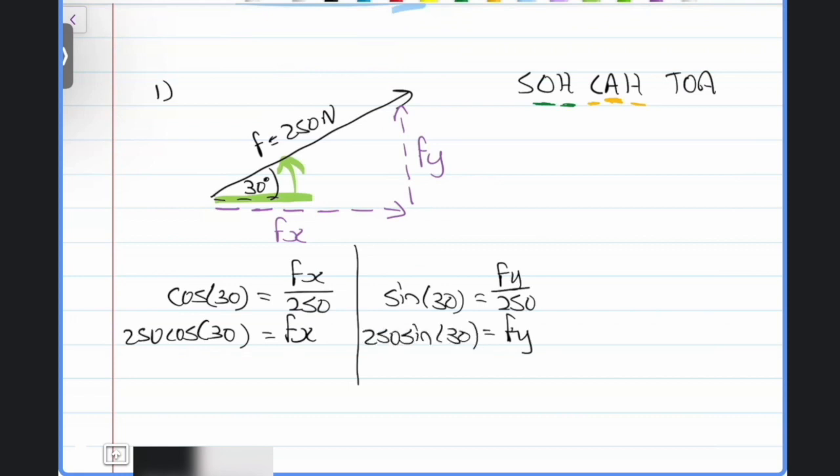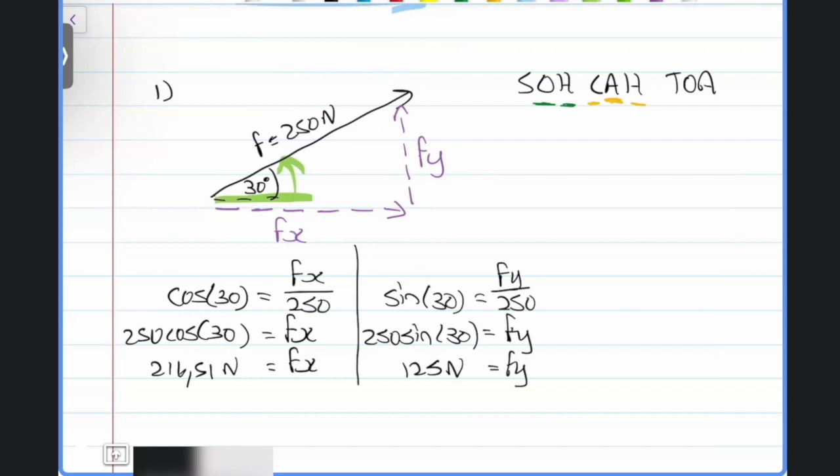So don't forget, your components are super important for you guys to understand. And yep, so 250 cos of 30, and that's 216.51 newtons. And then the other one, 250 sine 30. That's half of it, so 125 newtons. Okay, that sorts it out.